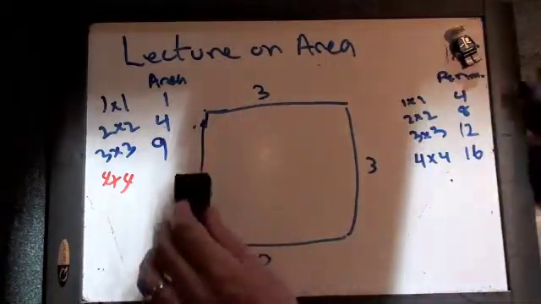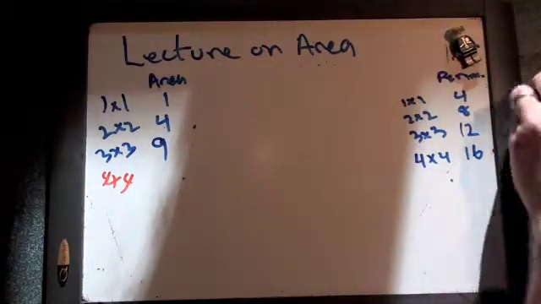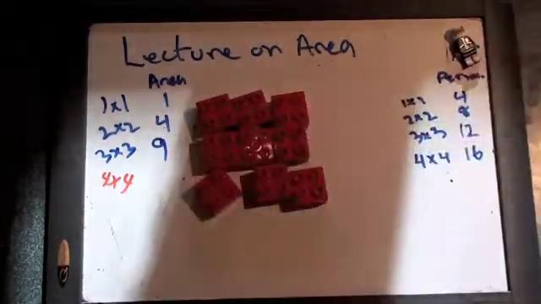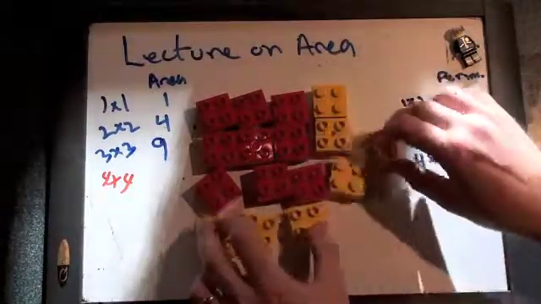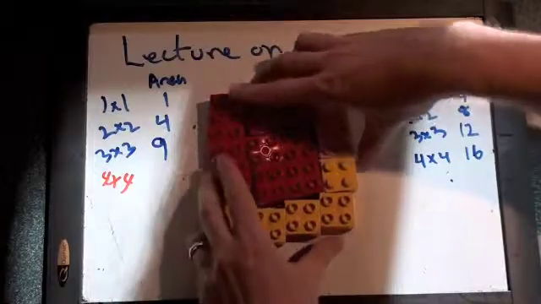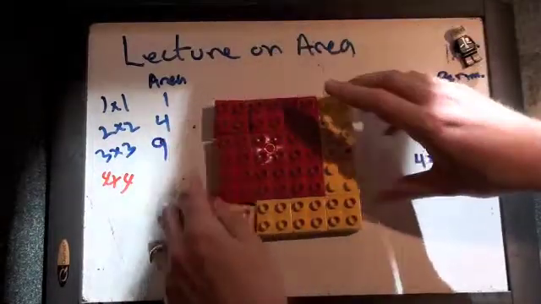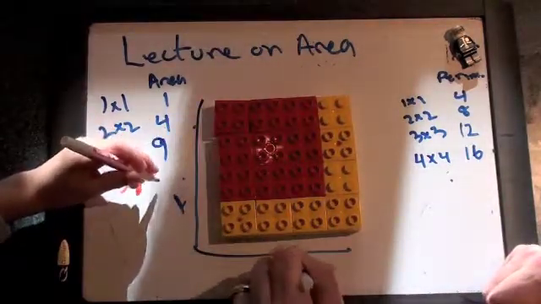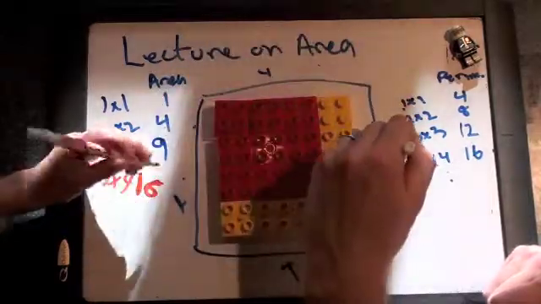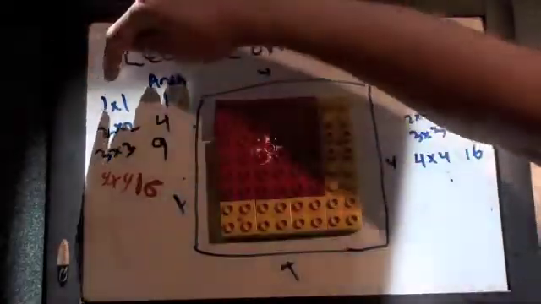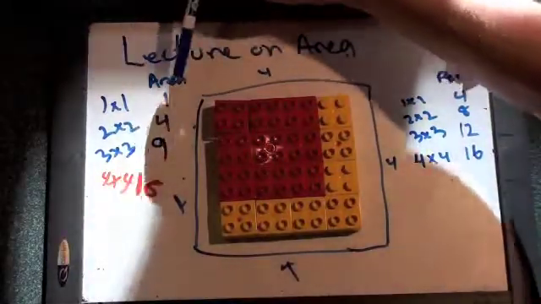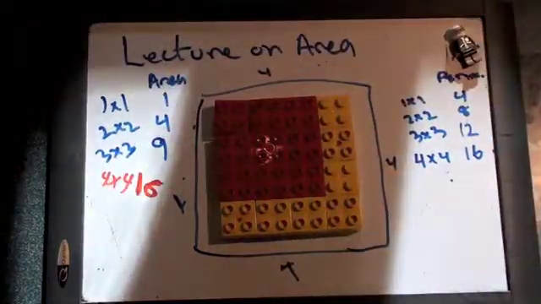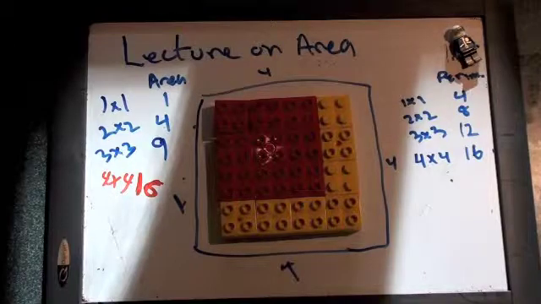Let's lift these out of the way. Alright, so pretend that's our square, which has 16. So it has 4 here, 4, 4, and 4. Alright, so 4 by 4 is 16. 1 by 1 is 1. 2 by 2 is 4. 3 by 3 is 9. 4 by 4 is 16. What do you think the 5 by 5 is? 25. These are magic squares.